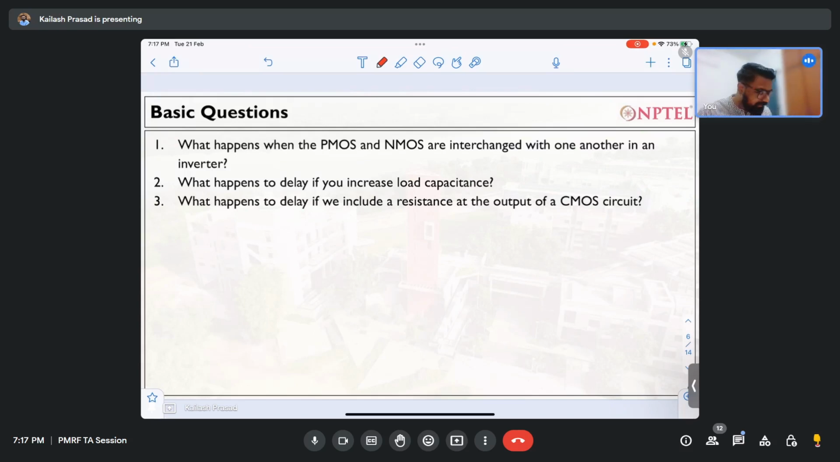Why am I saying that? I will just revise if you don't remember. So it is like this, and this will be your inverter. Whenever you provide 0, this transistor will be on and this transistor will be off. The output will try to go to ground, but you know that PMOS doesn't pass 0 well. PMOS is very bad at passing 0, there will be a VTH drop.